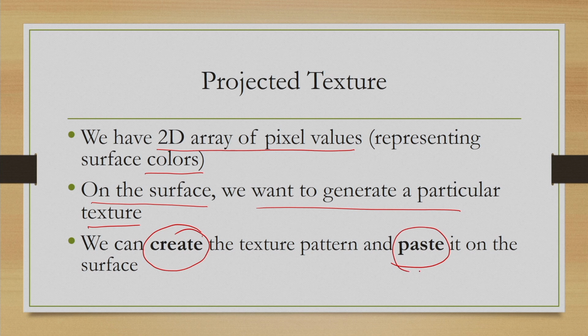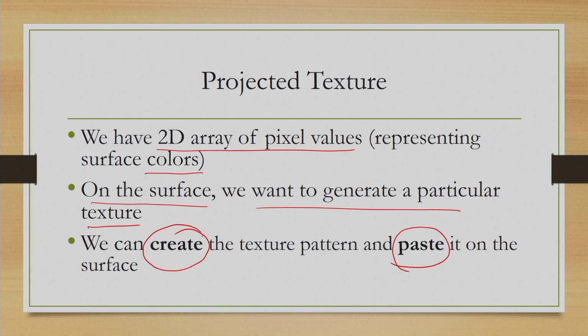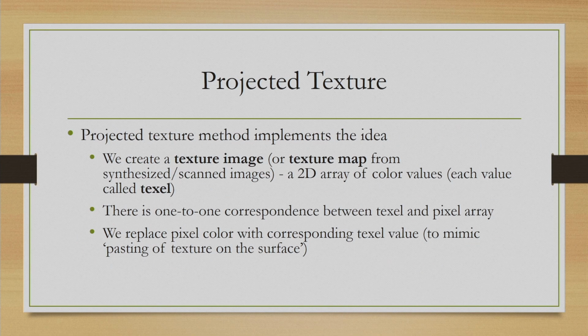So, 2 things are involved here. One is we already have a pixel grid with values that represents the colored surface without texture. Now, we are separately creating a texture pattern and pasting it on the pixel grid, or the color values that are already computed using the lighting or shading model. Now, this projected texture method, that means creation and pasting of texture on the surface, can be done using a simple technique.